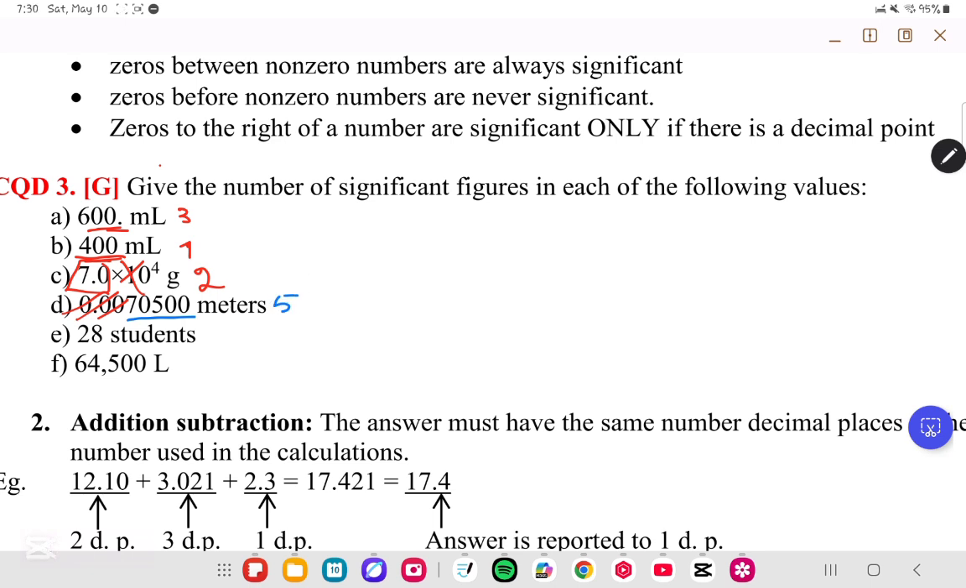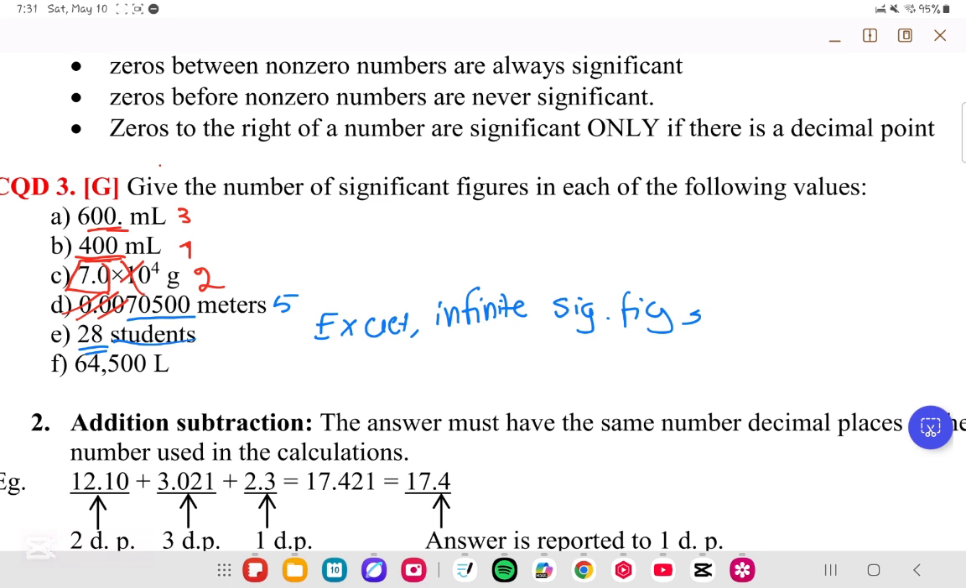Okay. This is a trick. Very, very important trick. 28 students. Now, actually, something I forgot to mention in the previous one is that when it is an exact number, it will have infinite significant figures. Because it's an exact number of students, can you have half a student? What will you have? Like the body of the student and his legs are left behind? Or like his legs come and his body doesn't come? No, that does not make sense.